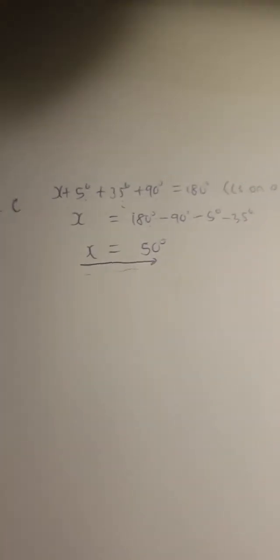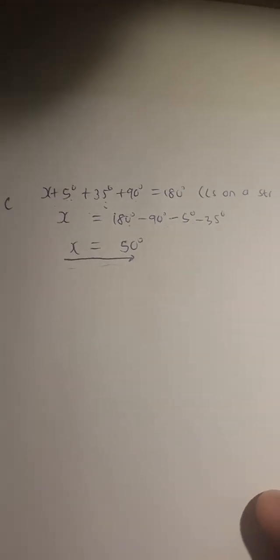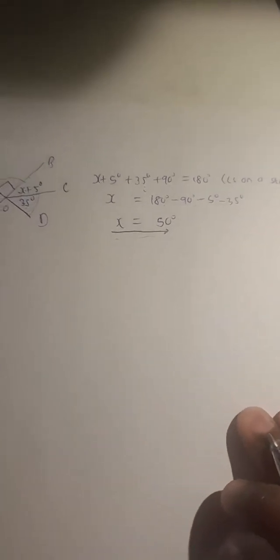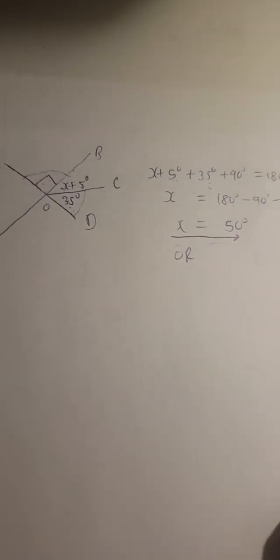So there we have it. X is equal to 50 degrees based on what we have calculated. All right, and it seems like we have not made an error. Alternatively, someone else could see things a bit differently.